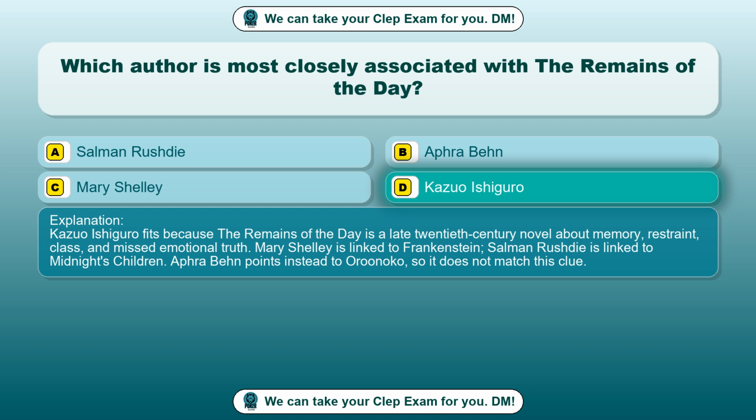Mary Shelley is linked to Frankenstein, Salman Rushdie is linked to Midnight's Children. Aphra Behn points instead to Orinoco, so it does not match this clue.